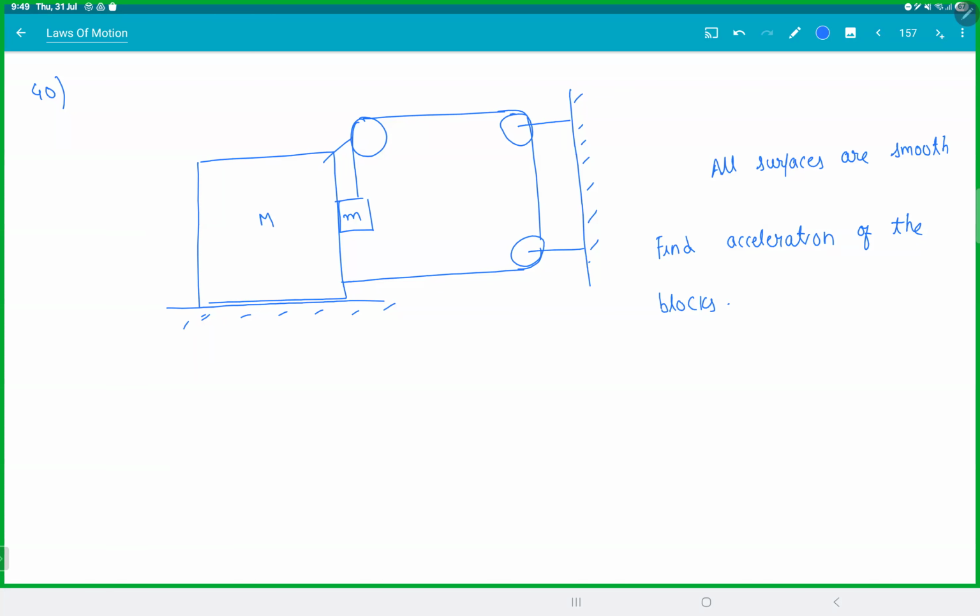Again, remember the process. Step 1, draw the FBD. Step 2, assign accelerations and find the relation between them. Step 3, apply F equals ma. Step 4, solve. Let's see whether you got the FBD right.